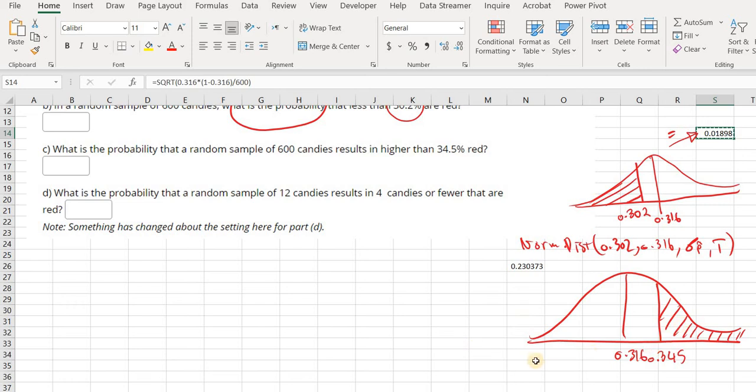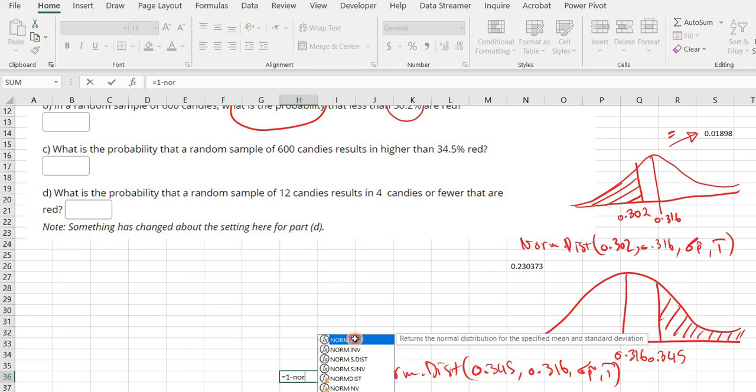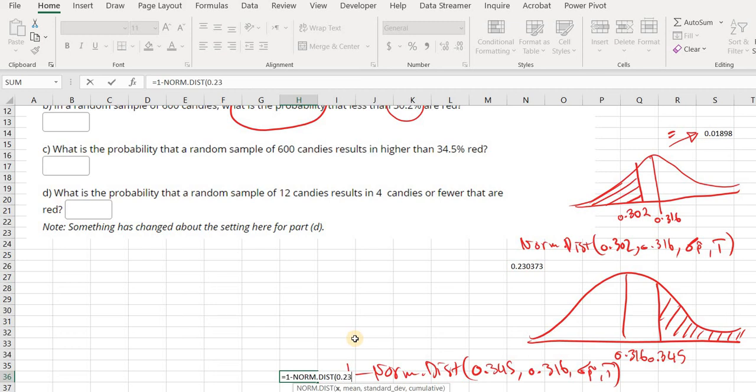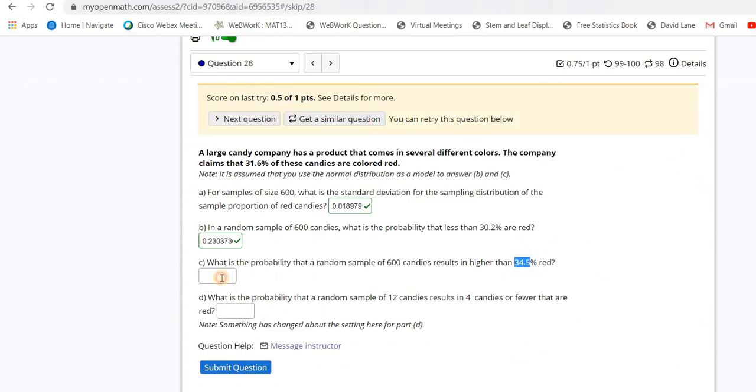So the probability that a proportion is higher than that, to find that, we're going to use 1 minus norm dot distribution of the number 0.345, comma 0.316, the mean, comma the standard deviation, comma true. And then I'm going to compute this number right here. So that is the answer. I'm just going to copy that and paste it into my answer box.